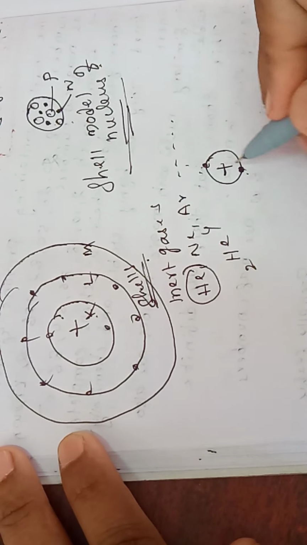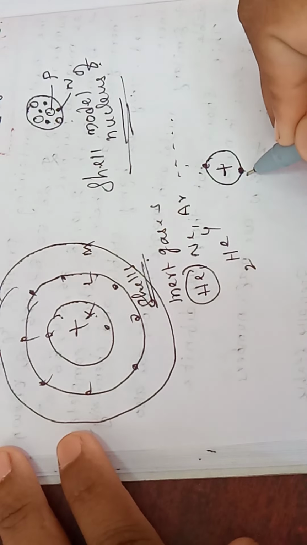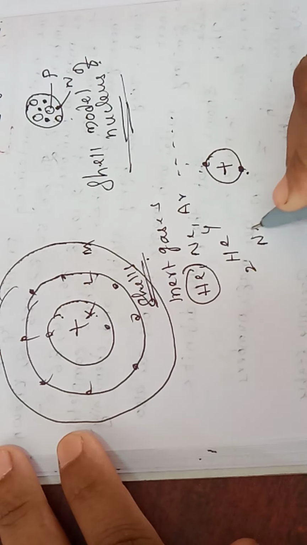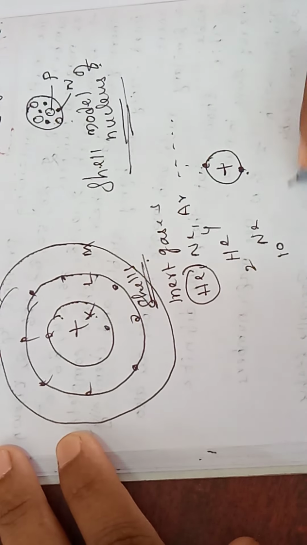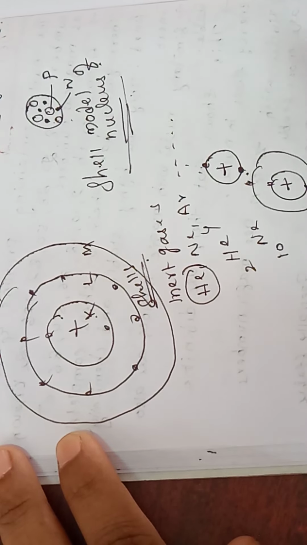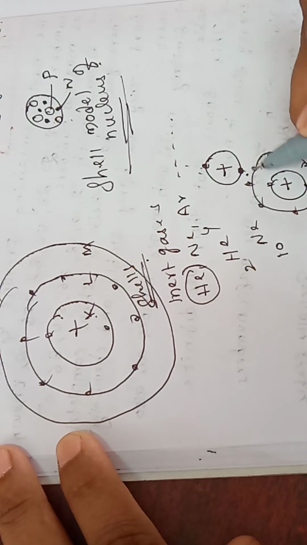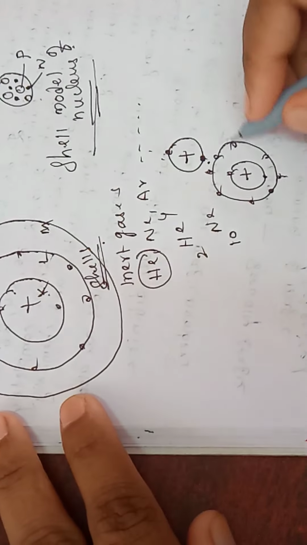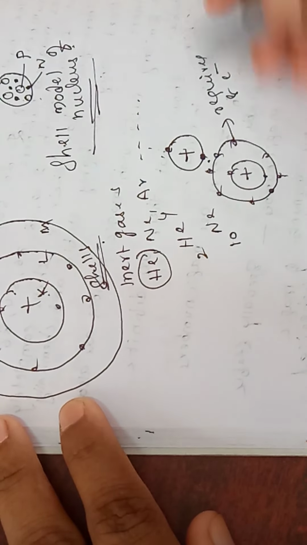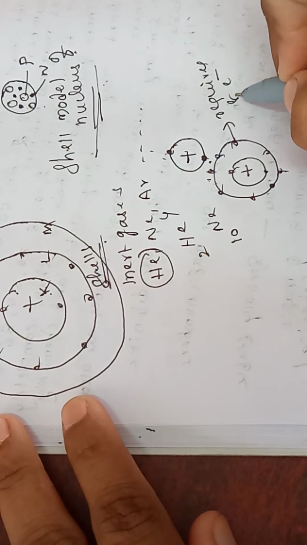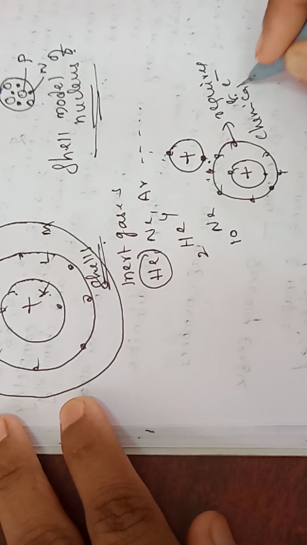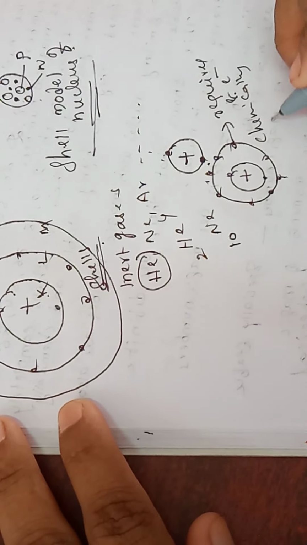In the outermost orbit, the electrons are completely filled. If we take neon, 2, 8 electrons in the outermost orbit. So the outermost orbit requires 8 electrons, and 8 electrons are present in the outermost orbit. So it is chemically inert.